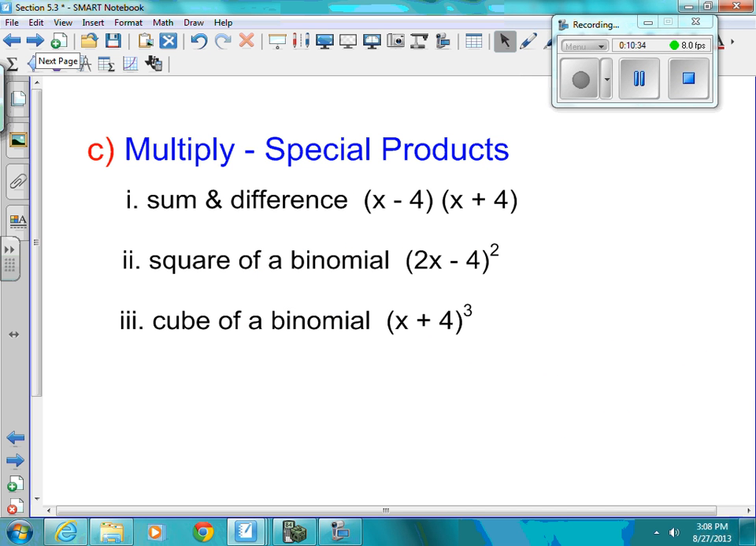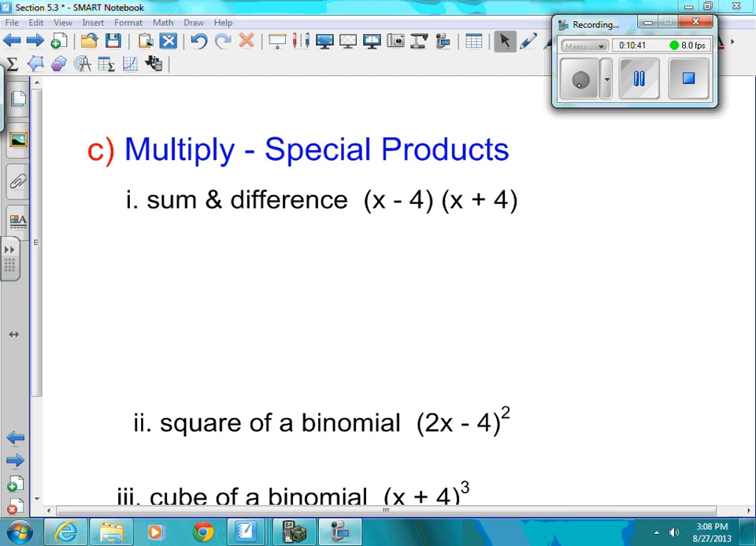Okay, here are some special products. Some differences: square of a binomial and cube of a binomial. First, let's look at the sum and difference. That means x minus 4, x plus 4. Notice it's the same thing, except one's a plus, one's a minus. Same terms. That's what it means, sum and difference. We multiply them together. What happens?